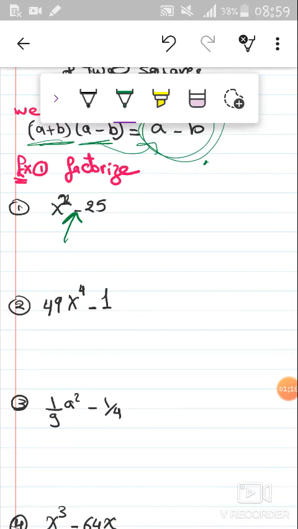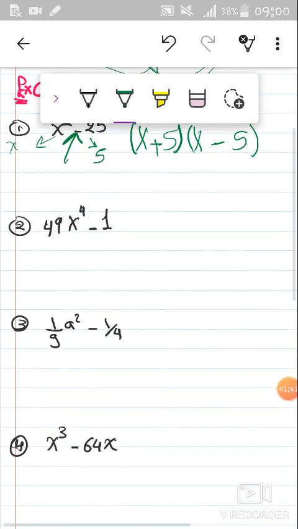Exercise number 1, factorize. Here we have x squared minus 25. We have only two terms, with a negative between them. The first has a square root which is x, and the second has a square root which is 5. So the two brackets directly are: x squared will be x and x, 25 will be 5 and 5. One of them is positive and the other is negative.